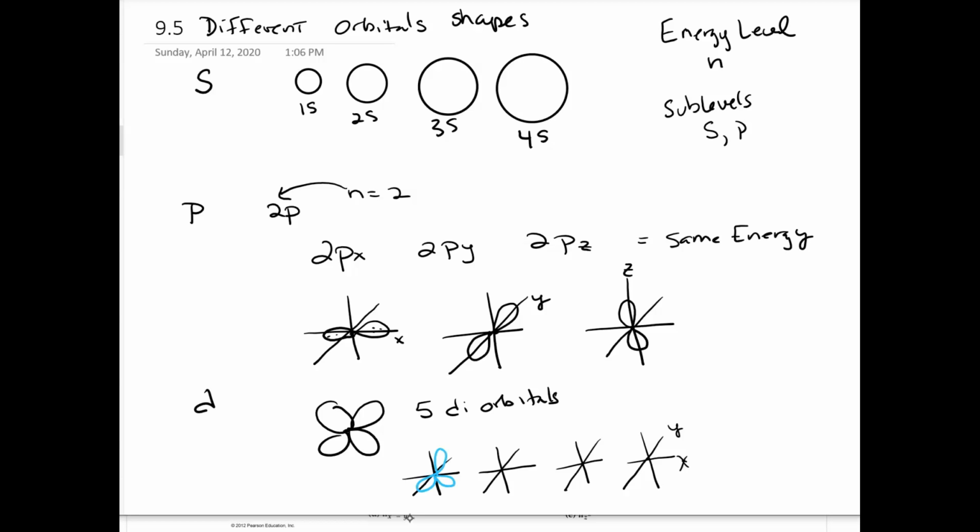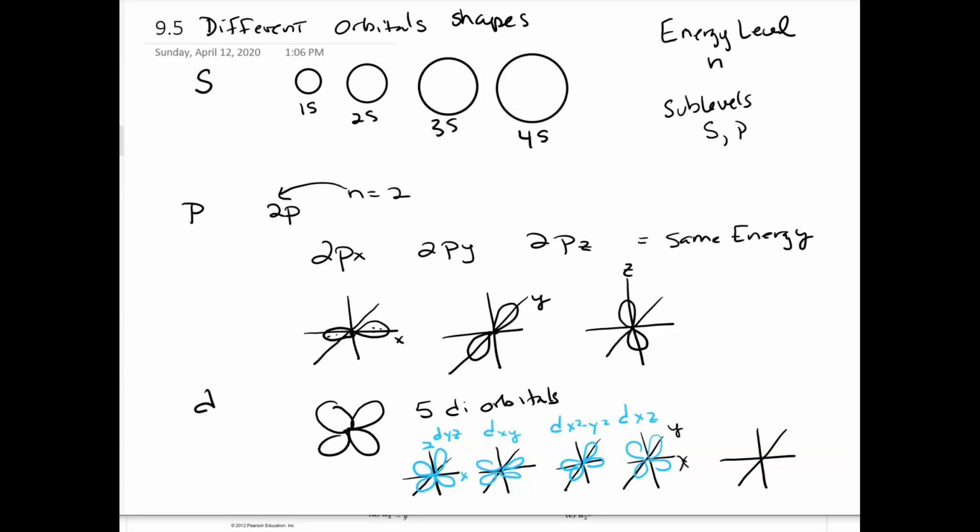So dxz would have cloverleafs between the x and the z-axis. dxy would be in the xy plane. They're difficult to draw. There's better pictures. There's also dx squared minus y squared, and those are where the lobes of the orbitals are actually on the x and y axis. And there's also dyz.